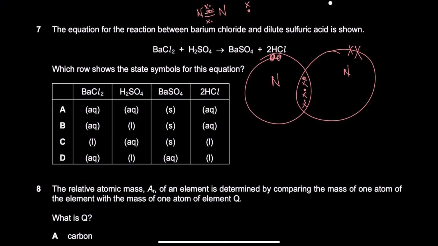The equation for the reaction between barium chloride and dilute sulfuric acid is shown. Okay, and now it says which row shows the state symbols for the equation. Barium chloride is obviously going to be aqueous. It's soluble in water. So sulfuric acid, since it's an acid, it's also going to be aqueous. So B and C, and oh my god, you literally got your answer. A is the right option. How did you get it? See, liquid is not possible, so B and D are wrong, and this one is also wrong. A is the right option.